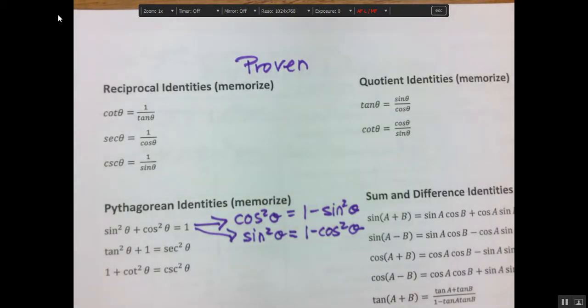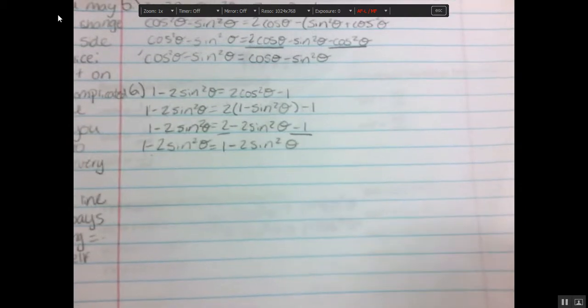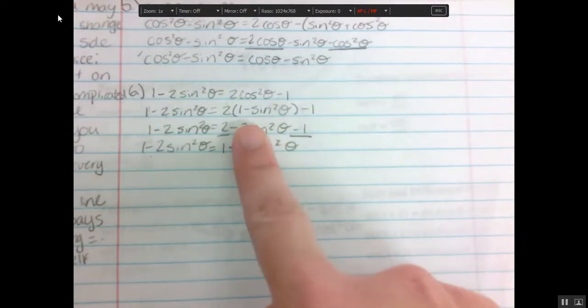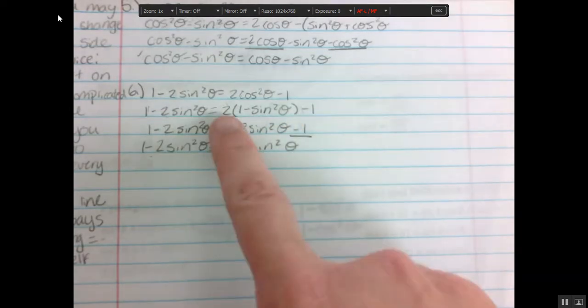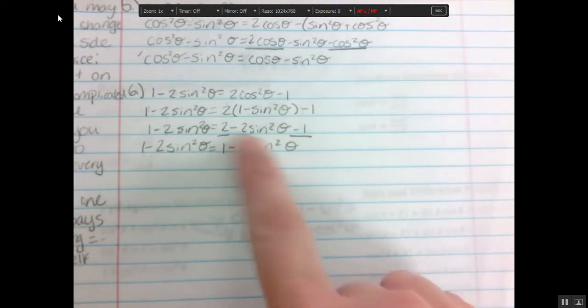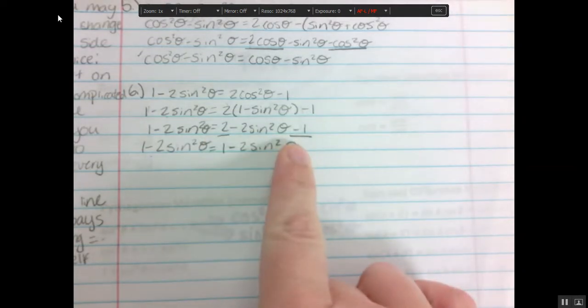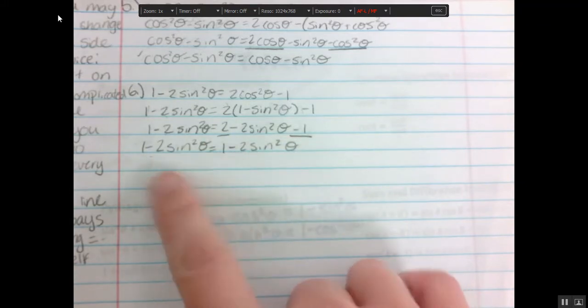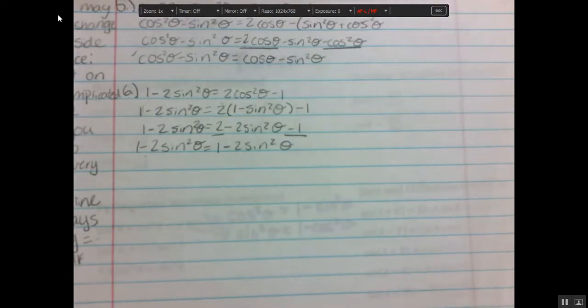All right, so we're going to look first at Maha's method. And Maha changed the cosine squared to be 1 minus sine squared. And then she distributed the 2, so she had 2 minus 2 sine squared. And you can see she underlined the like terms that she combined. So 2 minus 1 makes 1. And then both sides are the same. Now notice her format. Every single line she brought down the same left side. I'm going to try to zoom that a little bit.